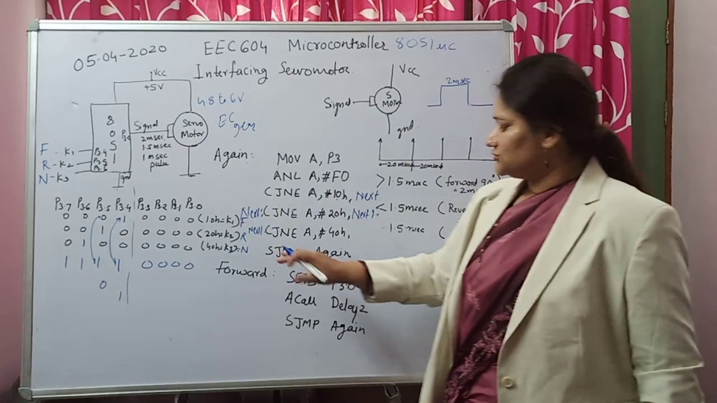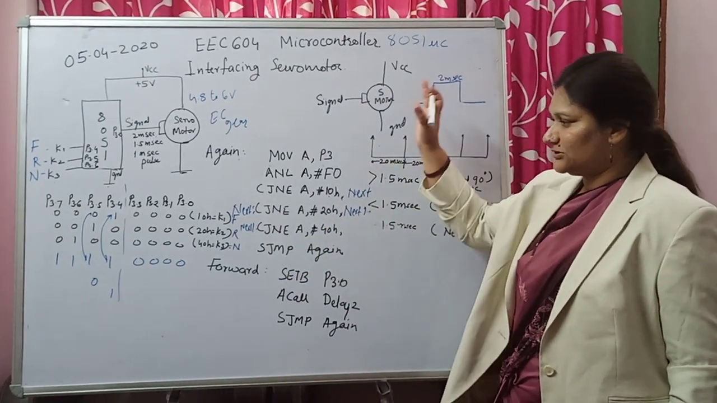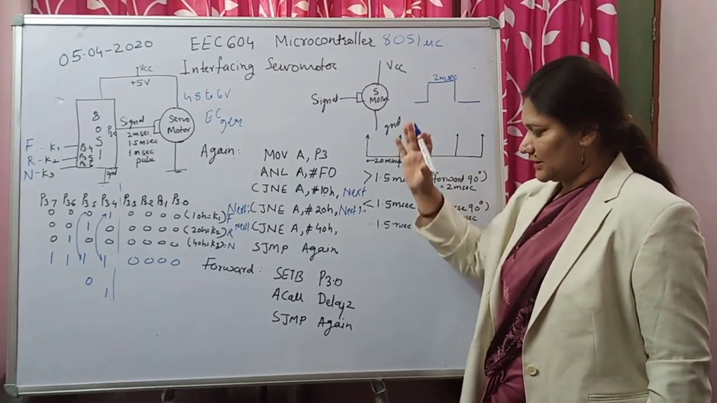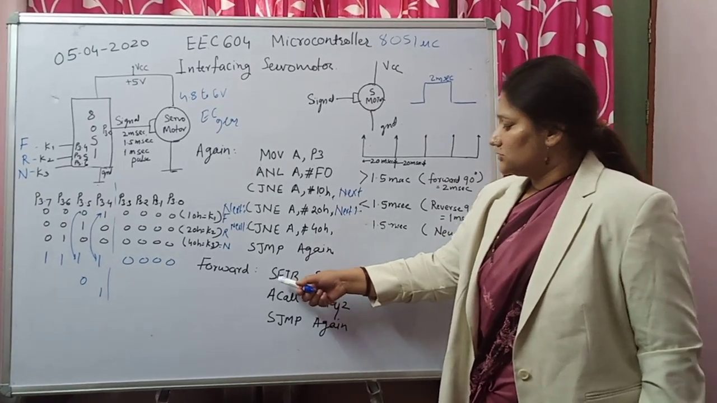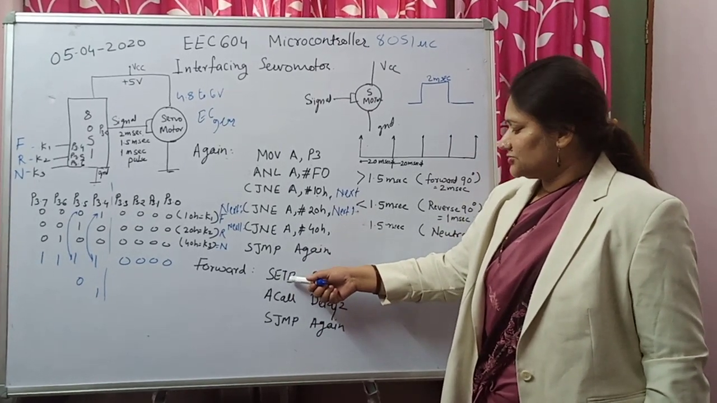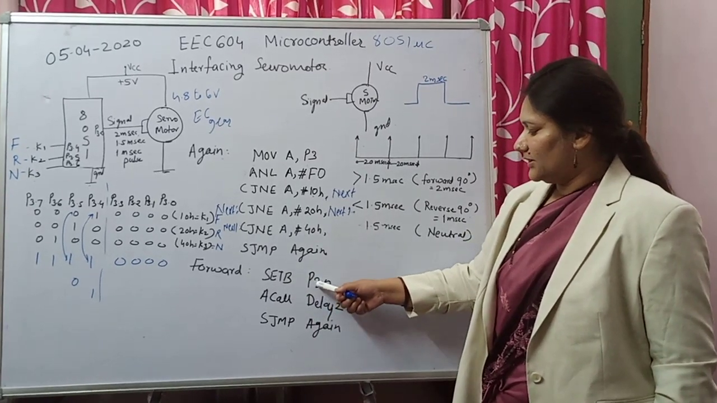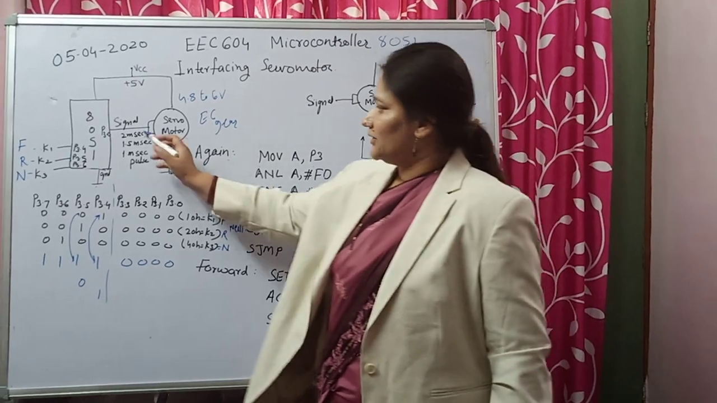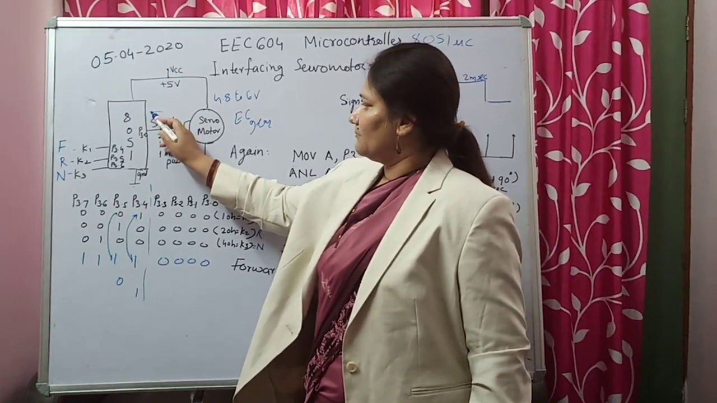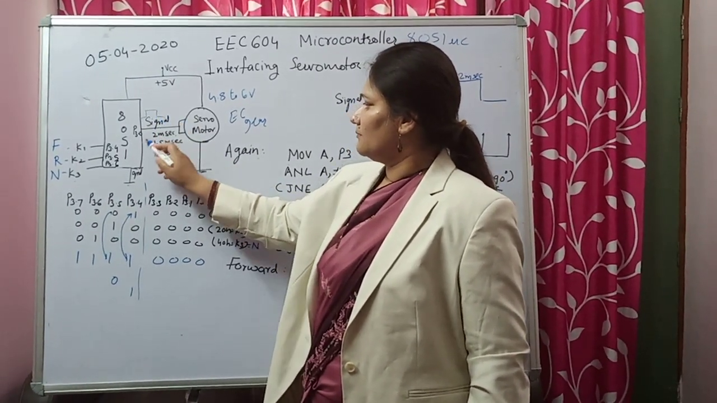So instead of using the whole port move P3 comma something instruction, we are using the instruction SETB. Now SETB means which bit we are setting. We are setting the bit 3.0. Why are we setting the bit 3.0?